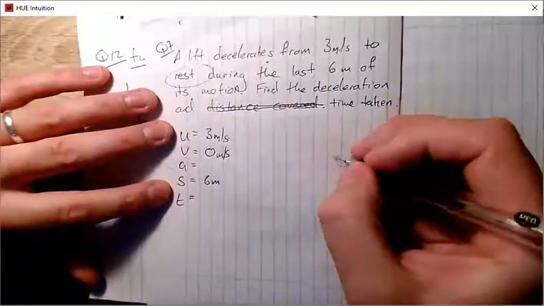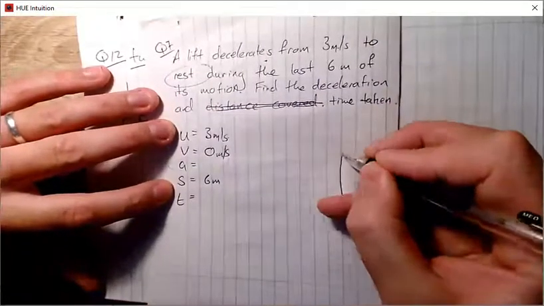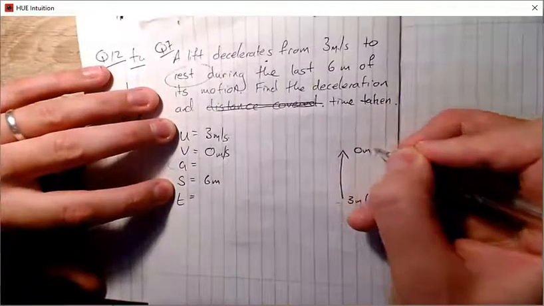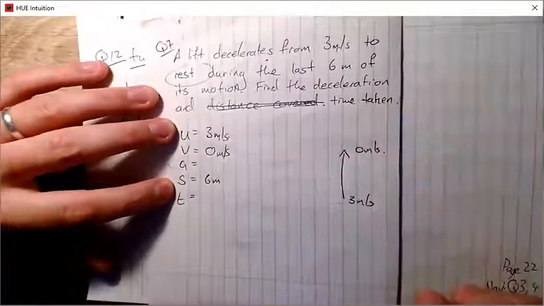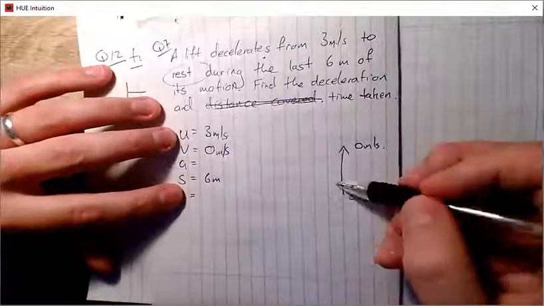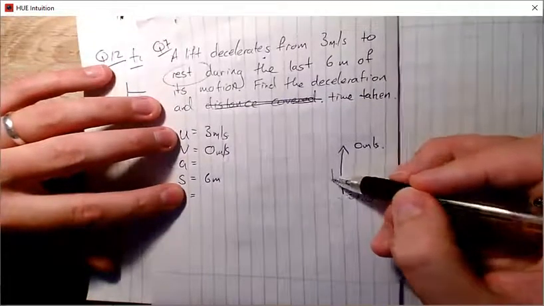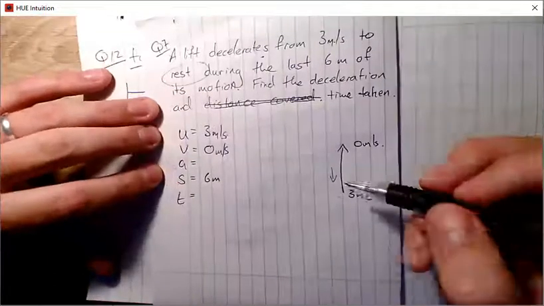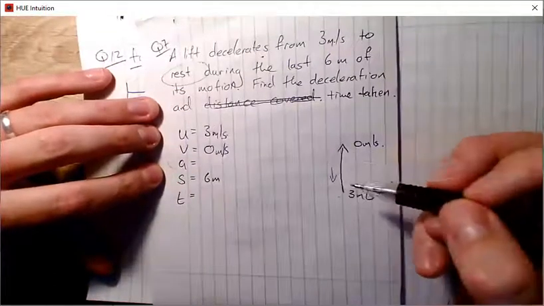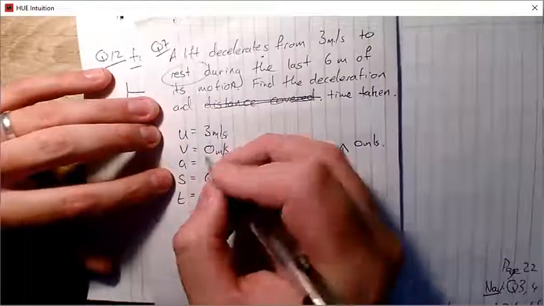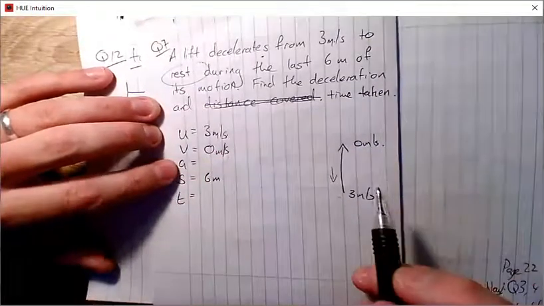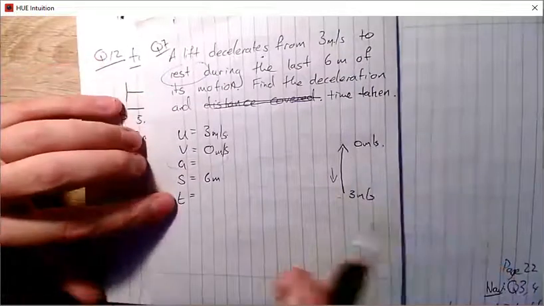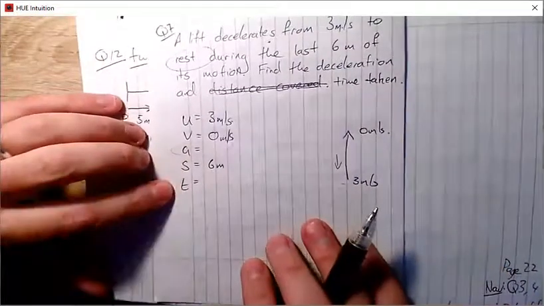Now, because this thing, let's say it's traveling upwards, starts at 3 meters per second, finishes at 0 meters per second. If it's traveling upwards and it's slowing down, then the acceleration is in this direction. It's actually slowing it down. Okay, so the acceleration is in the opposite direction, and for vector quantities, show that with a negative. So we're going to get a negative answer for our acceleration, and then the time taken, we'll get a positive answer for.